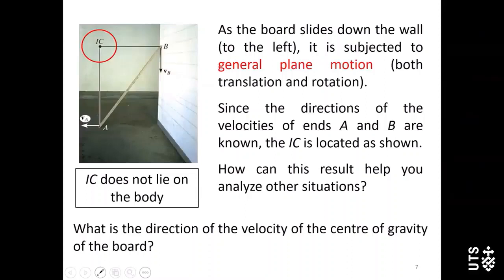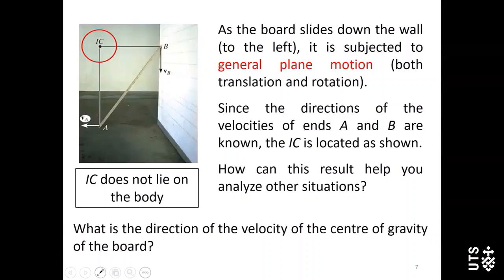In this second case, you can see a board slides down the wall, and we already know this kind of motion. When this board slides down, it's a general plane motion. At point B, the velocity Vb is vertical downward. At point A, the velocity Va is horizontal to the left side. And in this case, the IC point is here, and this point is not on the rigid body.